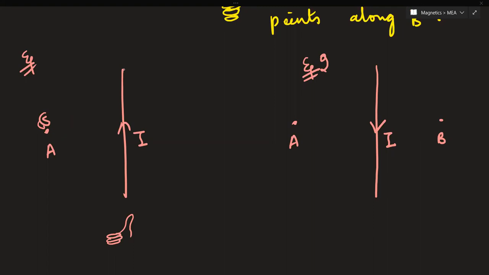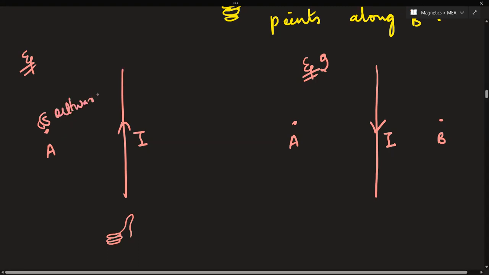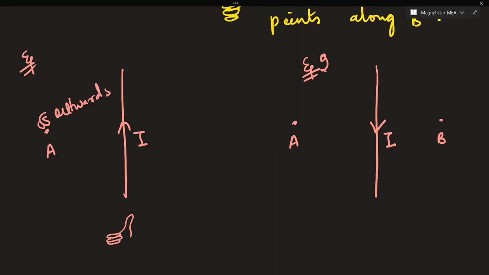Exactly, towards you. So you are where? If it is pointing towards you, it means the magnetic field is coming out of the page. That's why we have written it as outwards. Now look at this point B.